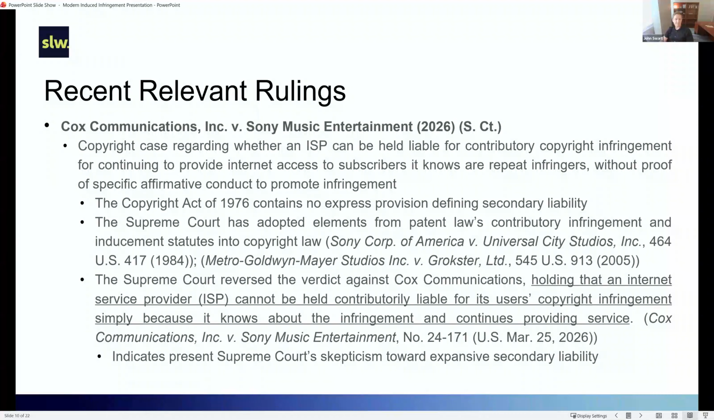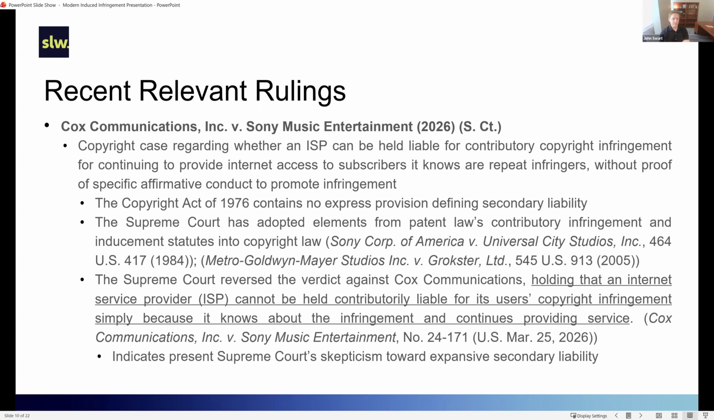Now, this is a ruling, I believe, in March. Yeah, March 25, 2026. So very recent. This is actually a copyright case, but I'll explain why I think it's relevant to discuss here first. So, Cox Communications versus Sony. It was a case regarding whether an ISP, an internet service provider, can be held liable for contributory copyright infringement for continuing to provide internet access to subscribers that it knew were infringers to third-party copyright holders.